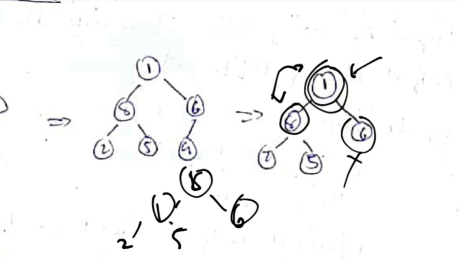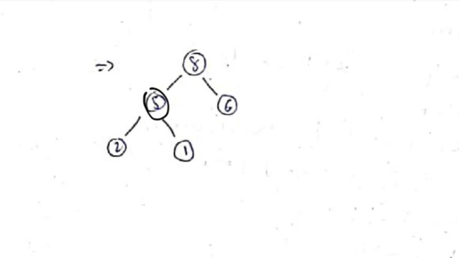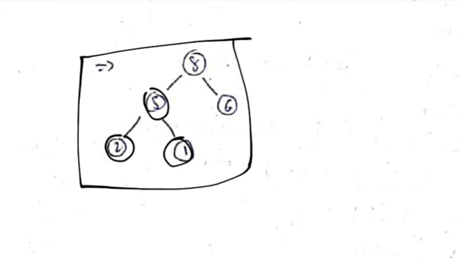After that, we'll again check whether 1 is smaller than 2 and 5. Yes, it's smaller, so we have to exchange it. While exchanging, we'll select the greater one, which is 5, and place it in the place of 1. After we do that, we'll get 5 here, and 2 and 1 will be here only. Okay, so this is for the deletion of the root node.